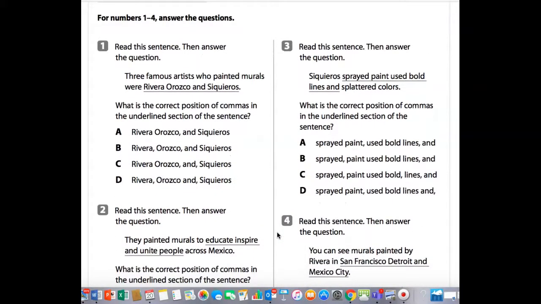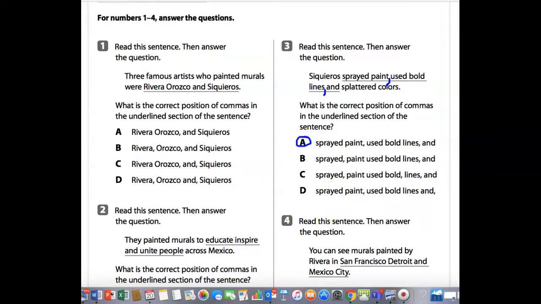Number 3, read this sentence and answer the questions. Siqueiros sprayed paint, used bold lines, and splattered colors. Okay, again, 3 things that he did: sprayed paint, used bold lines, and splattered colors. We just have a comma with those 2, not after any of this. Okay, so sprayed paint, used bold lines, and splattered colors. Sprayed and then paint, no, this sprayed has to go together. Sprayed paint, and then it has to be after used bold lines as well. So it would be A.